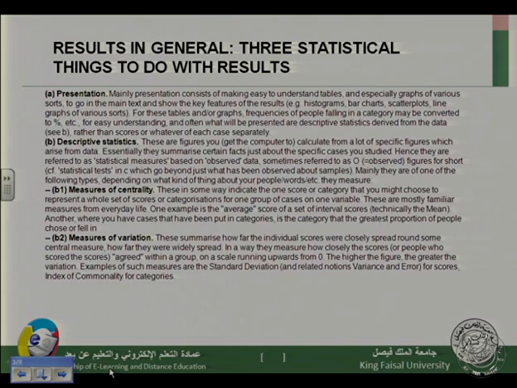One thing to do with the results is to make descriptive statistics. What do we mean by descriptive statistics? In all results, you always start with descriptive statistics. Again, the example of Saudi and non-Saudi teachers in a university.